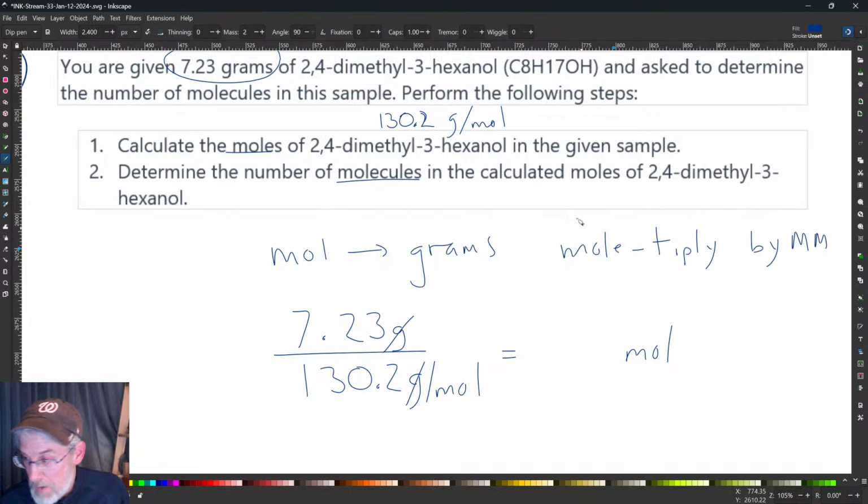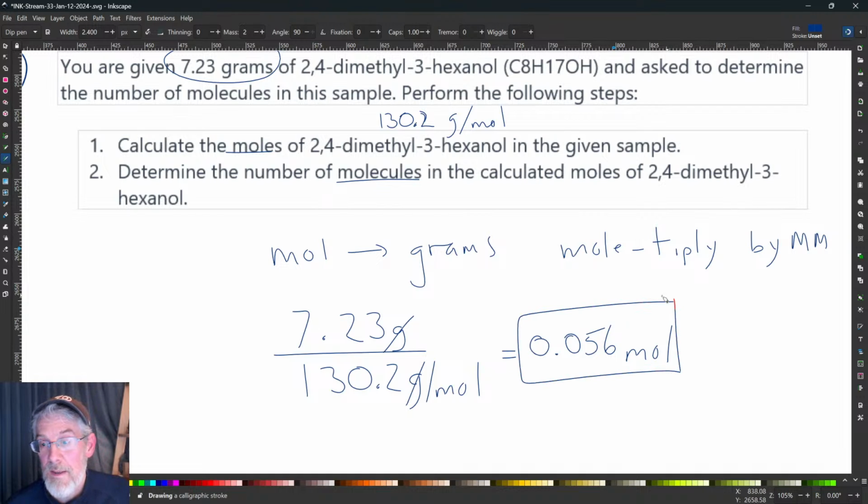I end up with 0.056 moles. So remember, moles to grams, multiply by the molar mass. Grams to moles, you just divide, and you make sure the units cancel out, and you're good. The other side of that is, how do you get this moles to molecules?